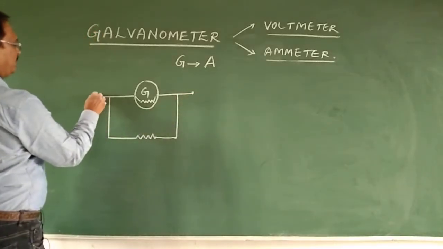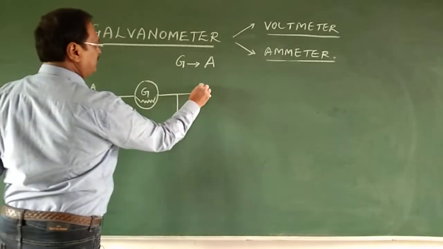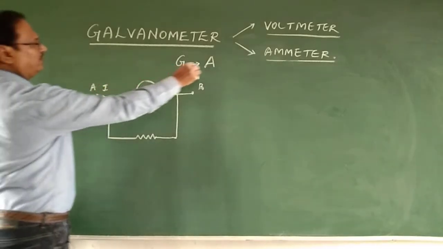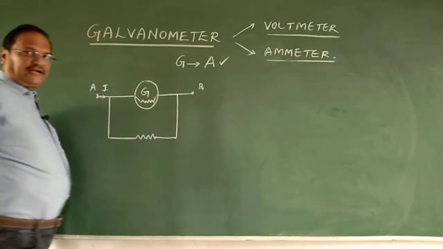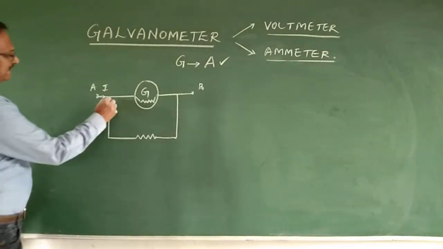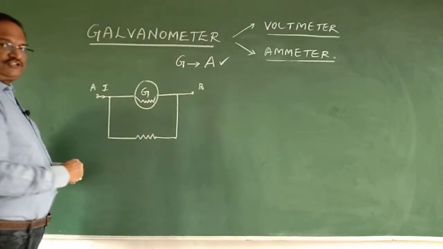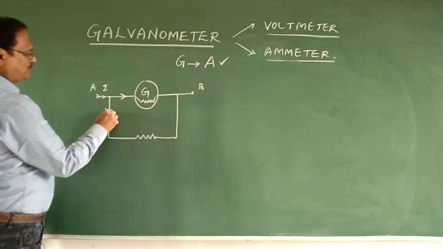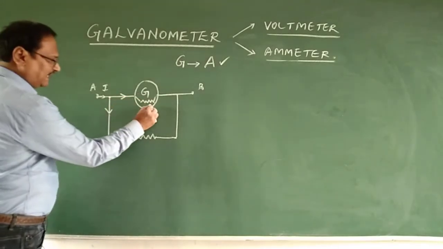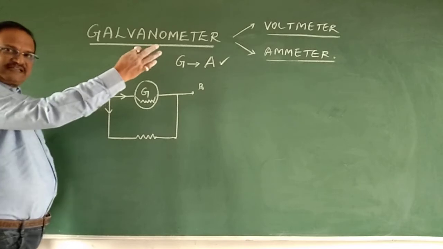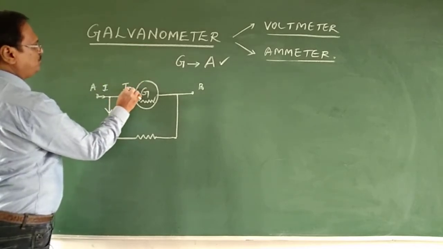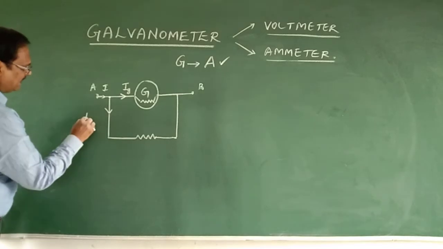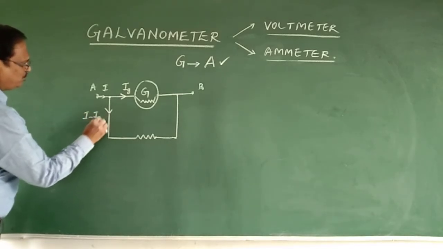Okay, these are the 2 points A and B. A current I is coming, and we are going to measure this current. I is coming, and this is the junction. At the junction, what will happen? The current will divide into 2 parts. Through the galvanometer, it can have a maximum limit, that is Ig. So the amount being diverted is I minus Ig.